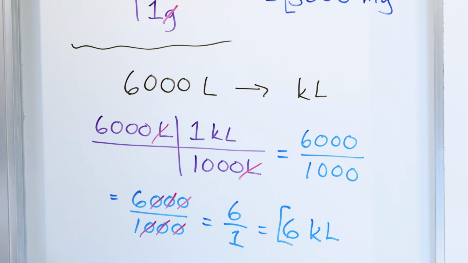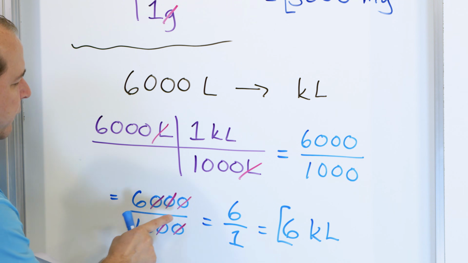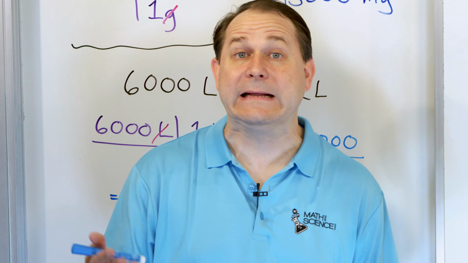Now, before I go to the next problem, I want to explain why this is okay. Why can we strike zeros like this? The reason is because this is a fraction. It's division, but we're writing it as a fraction. 6,000 divided by 1,000, or 6,000 over 1,000. I can simplify fractions by dividing top and bottom by anything I want.